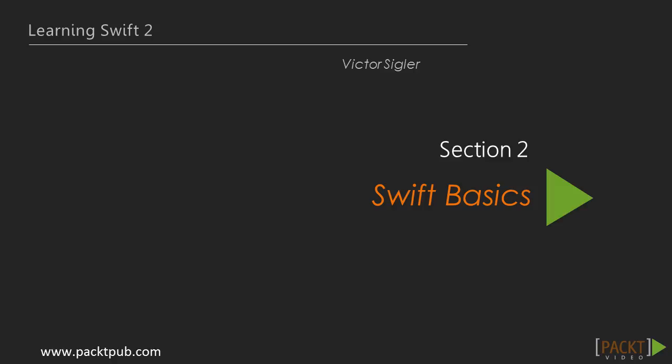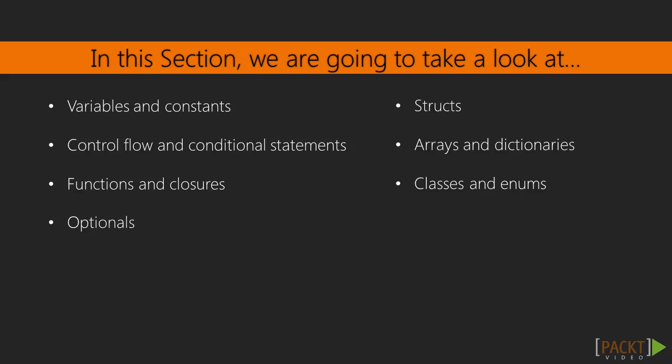In the previous section, we learned some noticeable differences between Objective-C and Swift, how to set up Xcode, and use playgrounds. In this section, we will learn how to declare variables and constants in Swift and learn the primitive types supported by the language. We'll take a look at some interesting topics such as control flow and conditional statements, how to declare functions, closures, structs, classes and enums, explore a new data type called optional, and declare some of the most common data structures using Swift, arrays and dictionaries.